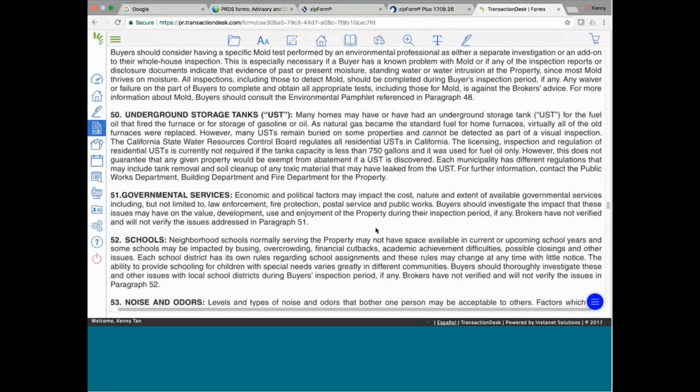Government services. Basically, this is to warn the buyer that there may not be any certain governmental services in some area. Okay? And the buyer should investigate this.